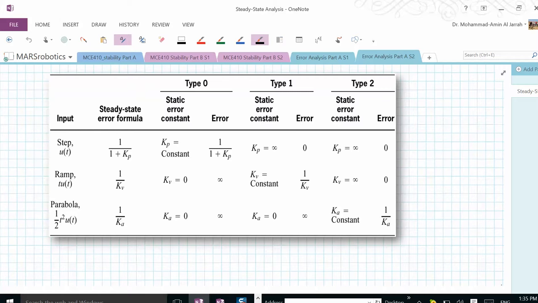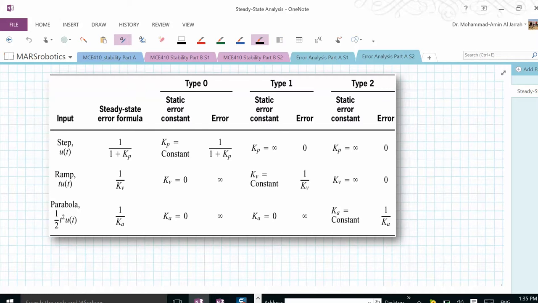Type 0 system, we agreed that the steady state error to a step input is what? Constant. And it is 1 over 1 plus Kp, where Kp equals a constant. For type 1 system, what is Kp? Infinity. For type 2 system also, Kp is infinity, and the error is 0, because 1 over 1 plus infinity is 0.